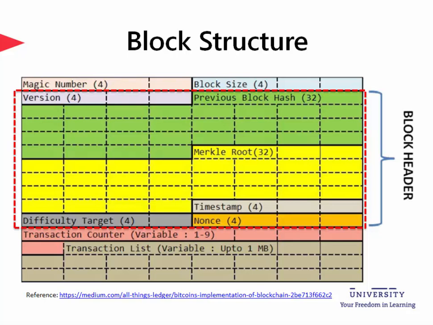The block header includes the version number, the previous block hash, a Merkle root, a timestamp, the difficulty target, and the nonce, which make up 80 bytes of information, as you can observe from this picture.